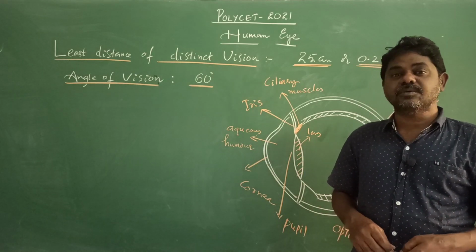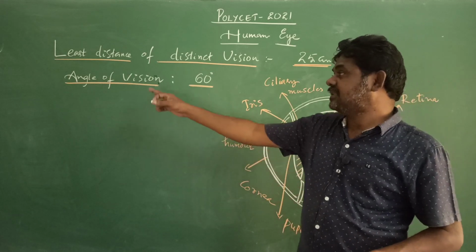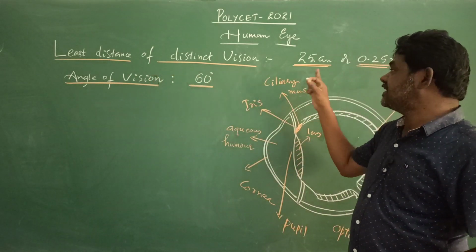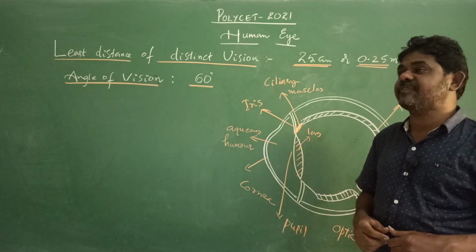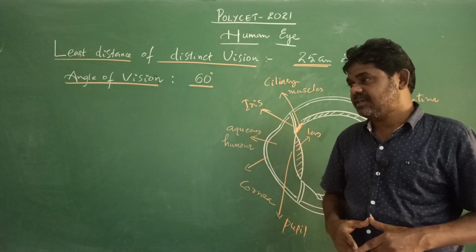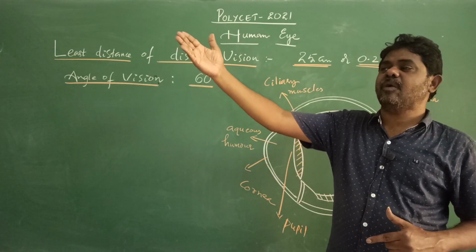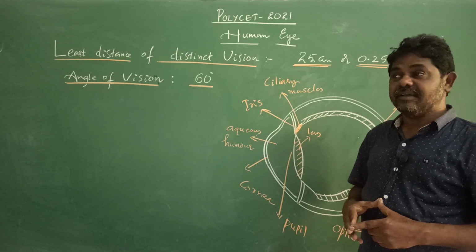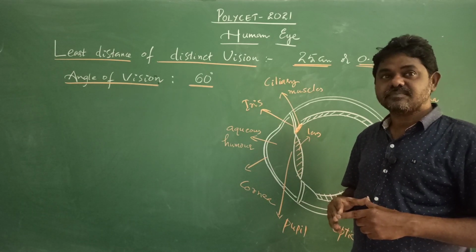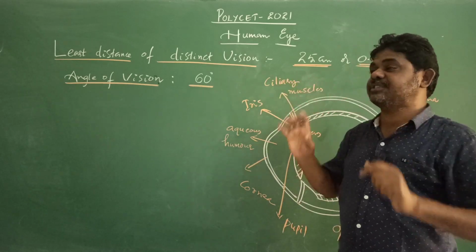Before going to start this chapter, you have to understand one very important term, that is least distance of distinct vision. Least distance of distinct vision means, suppose you want to see a far away object, that means an object is very far away. If you want to see that object, then you can see that object. Is it right? In that position, your eye is in a relaxed position.